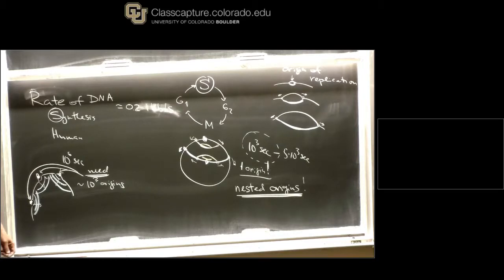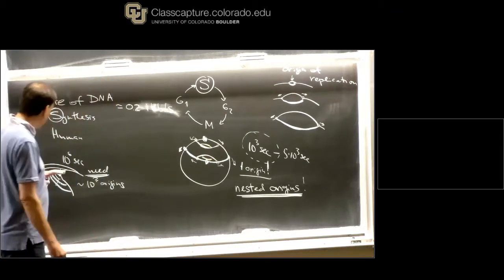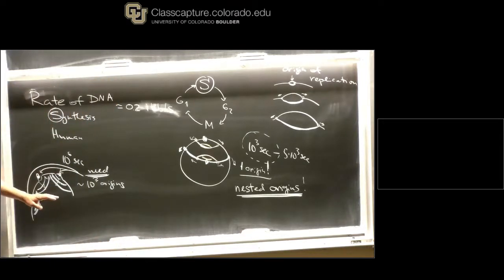But we know this 10 to the 3. We know there are lots of them. We know there are thousands of them. You can measure the number of them. If you stop replication early on, replication lasts for several hours. If you look very early on, you see what are the newly replicated DNA. Using DNA sequencing technology, I'll be talking about this actually now.